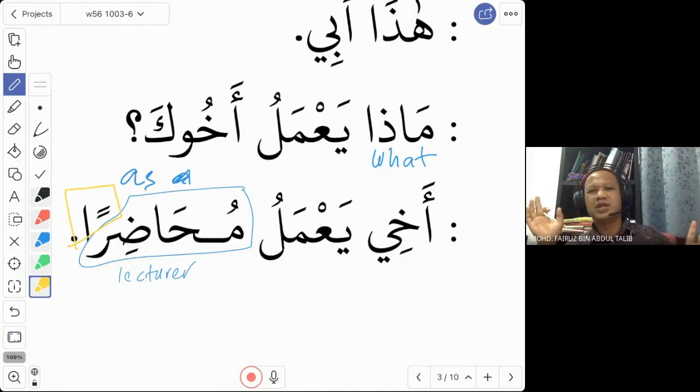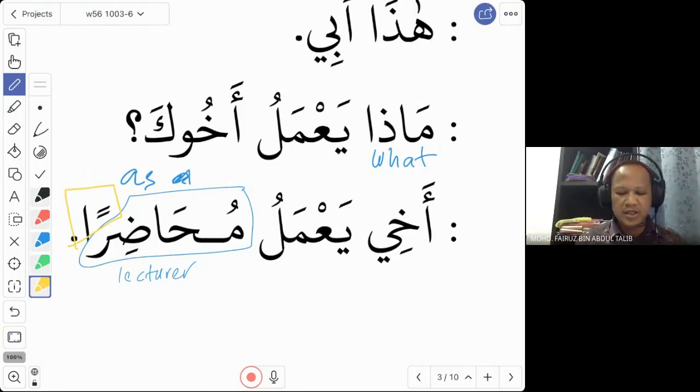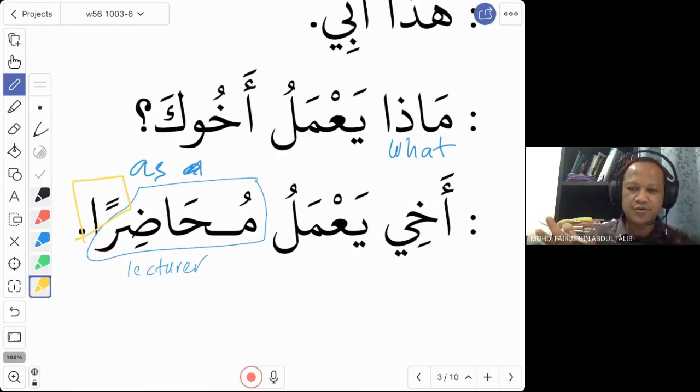Without learning the grammar, you can just guess. So this could be this meaning, but when you learn Arabic grammar, you can get the exact meaning. So Arabic grammar is actually very important in learning Arabic, not only to make your sentence correct, but also to understand the sentence properly. Akhi ya'mal muhadir, not enough, so you have to add muhadiran. Akhi ya'mal muhadiran.